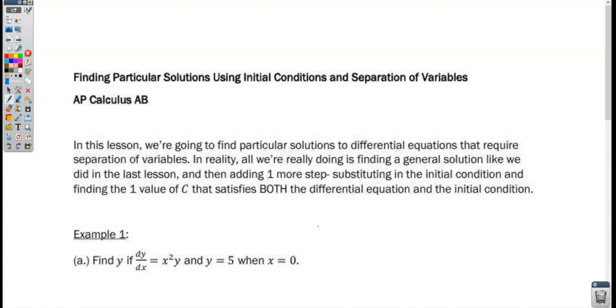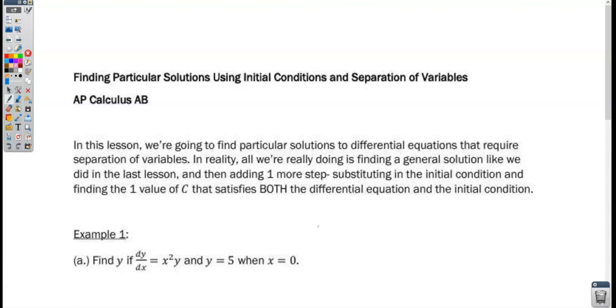In this video we are going to talk about information from section 7.7 of AP Calculus, finding particular solutions using initial conditions and separation of variables. Really all we're doing in this lesson is combining a couple of things that we've done before. We're going to find the general solutions using separation of variables like we did in the last lesson. And then we're going to add one more step to that.